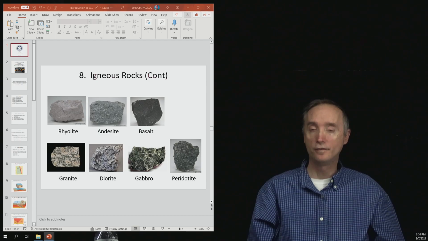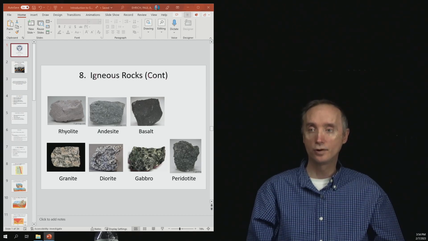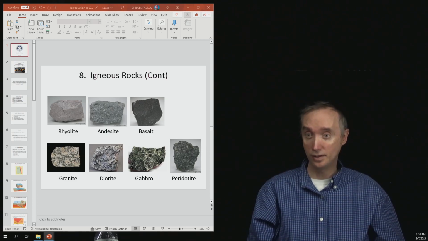So they are made of mafic minerals. The rhyolite and granite were the felsic minerals. The basalt and the gabbro are the mafic. So they're going to have more olivine, pyroxene, and amphibole in them.